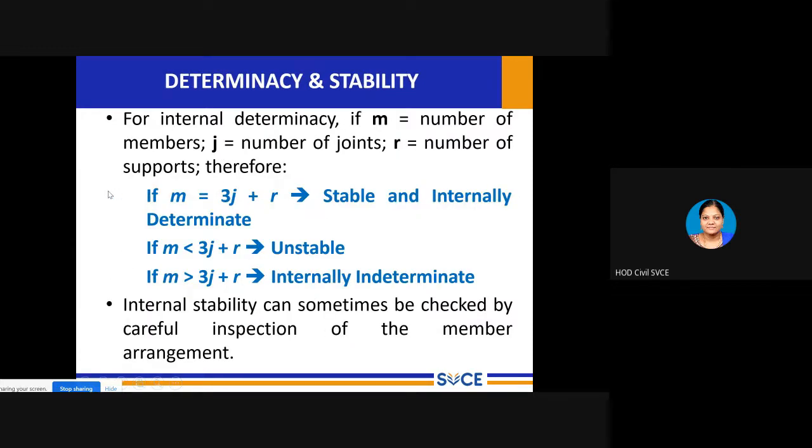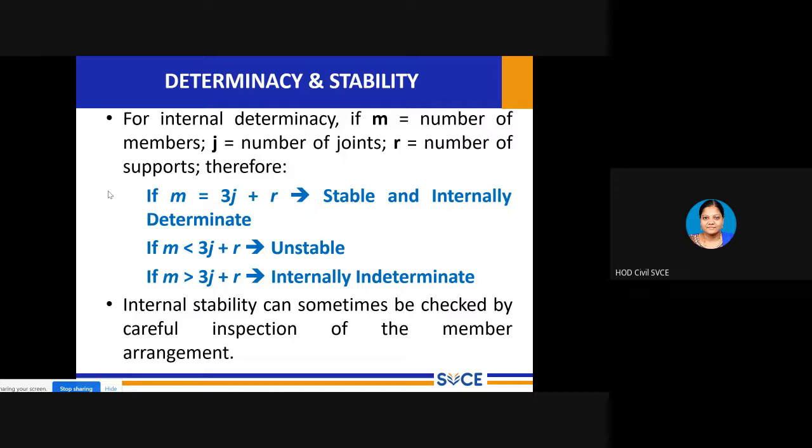And again, as I said, for internal indeterminacy, we are going to discuss it in terms of the number of members present in the truss. The number of members is denoted as M, J refers to the number of joints, and R is the number of support reactions. It's not the number of supports, it's the number of support reactions. And again, we have some established relationships. If M is equal to 3J minus R, we call it stable and internally determinate. And if M is less than 3J minus R, it is an unstable truss. And if M is greater than 3J minus R, we call it internally indeterminate.